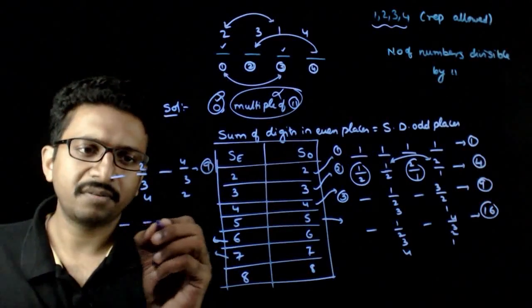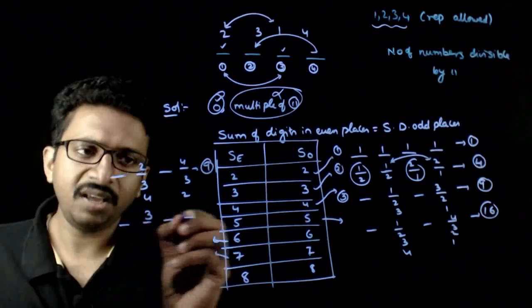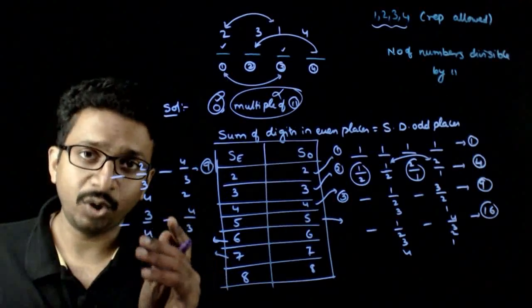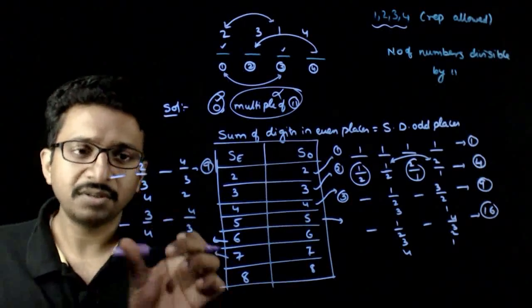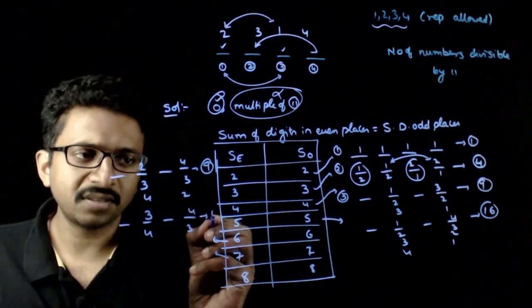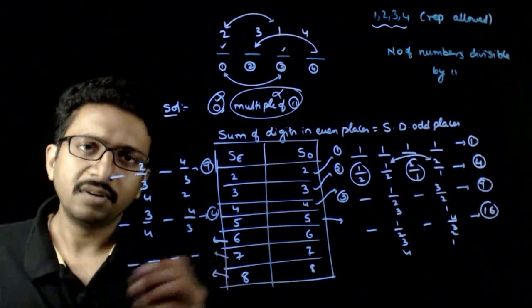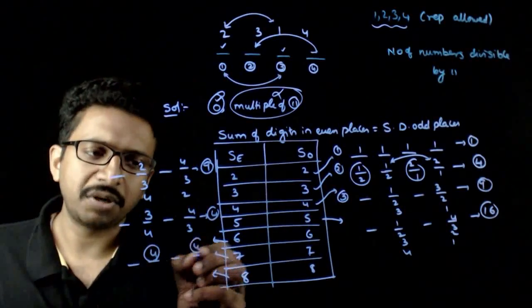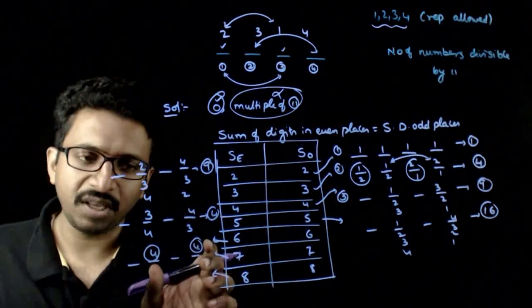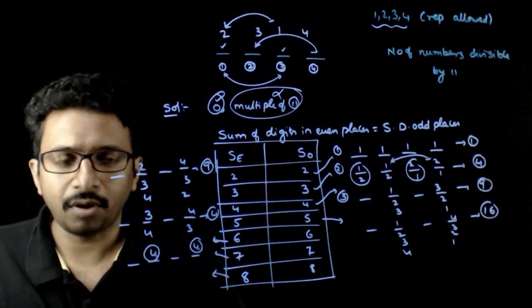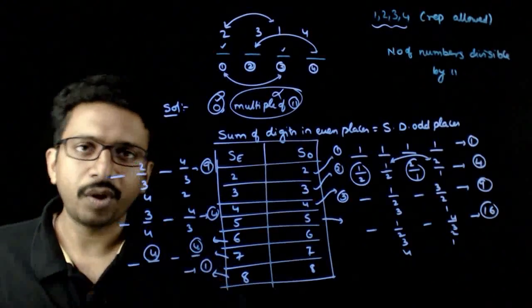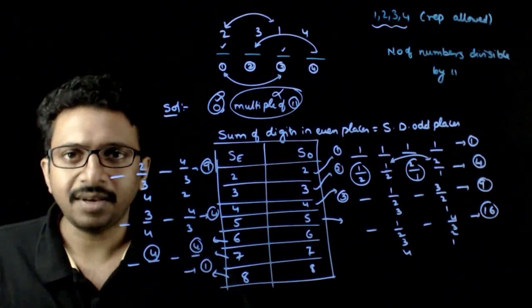Similarly for 7, it has to start with 3, 4 or 4, 3. You have only 2 ways in which you can fill the even places, and 2 ways in which you can fill the odd places. So in total you have 4 ways. And for 8, you have to have 4 and 4. There is no other option. You have only one option for even places and one option for odd places. So effectively you have only one number.